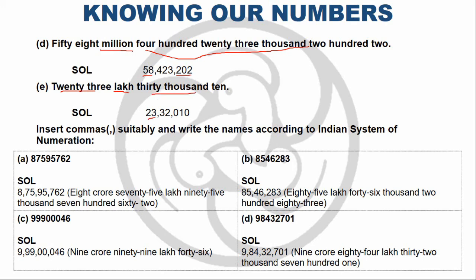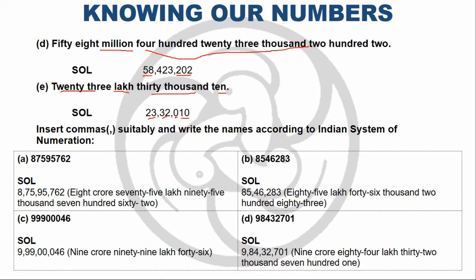30,000. So that can be written as 30. Next 10. So there is no 100. So you have to put 0. Then 10 can be written as 010.